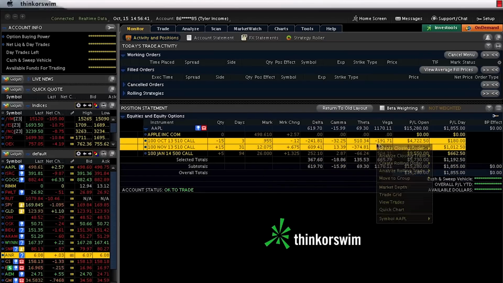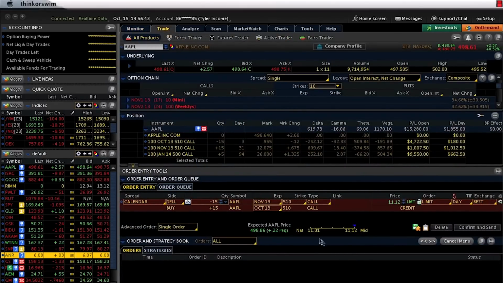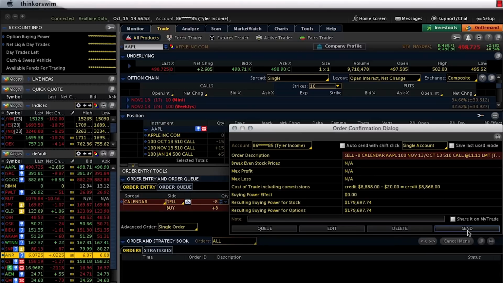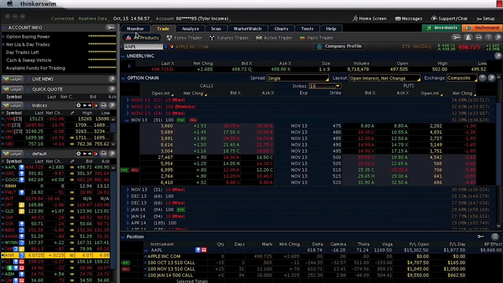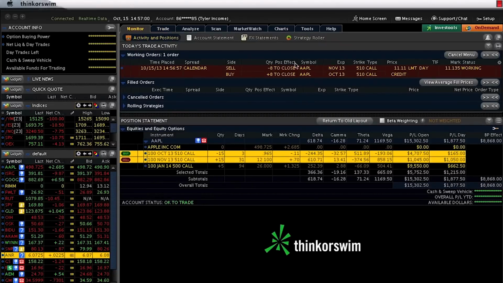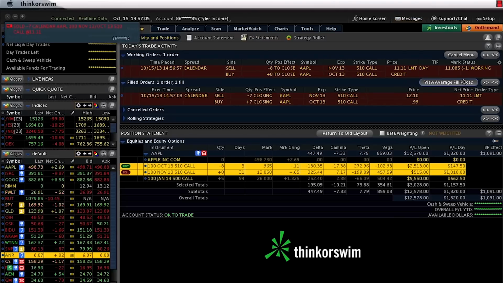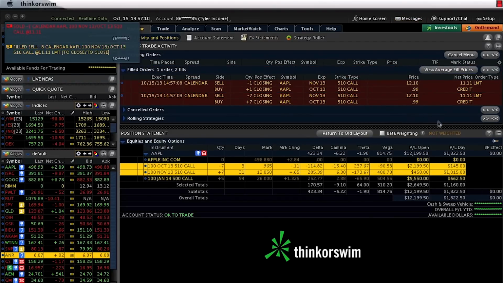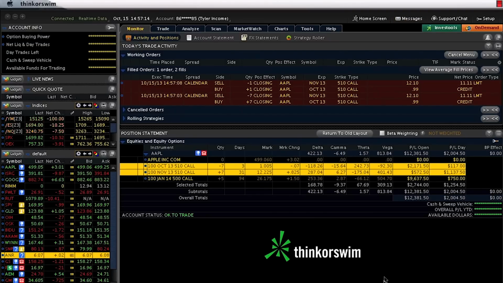I'm going to right click and create a closing order just to show you a live trade example. I'm going to sell 8 of these. I'll try to get the mid price, 11.11. I'm going to confirm and send that. You can see the credit is $8,868. If I go to the monitor tab, you can see that it's working right now. So we're just going to hang tight here. Okay, one of them is filled, and they just all filled. There's a perfect example of how to take a profit on a calendar spread.